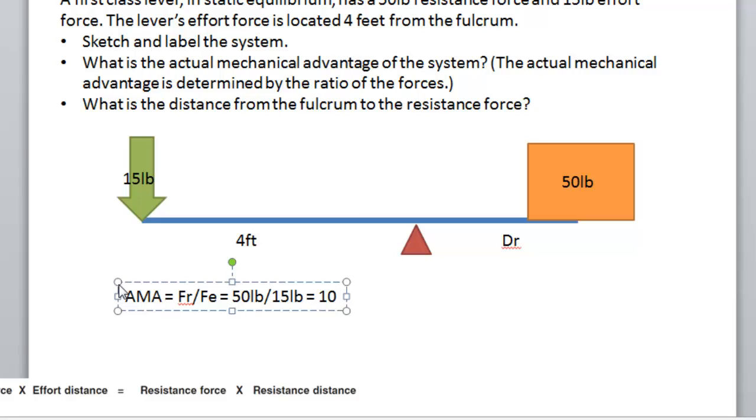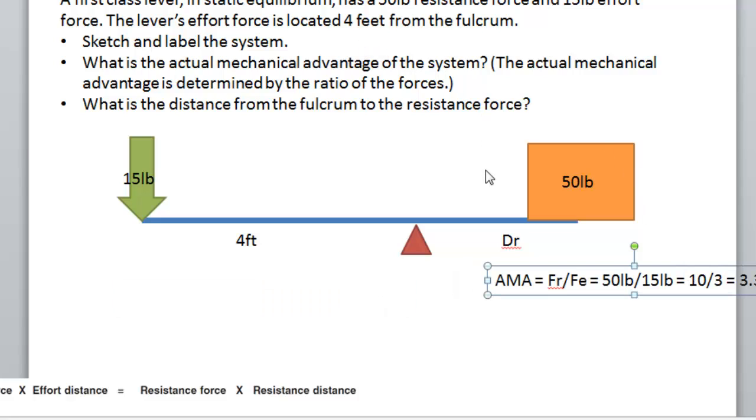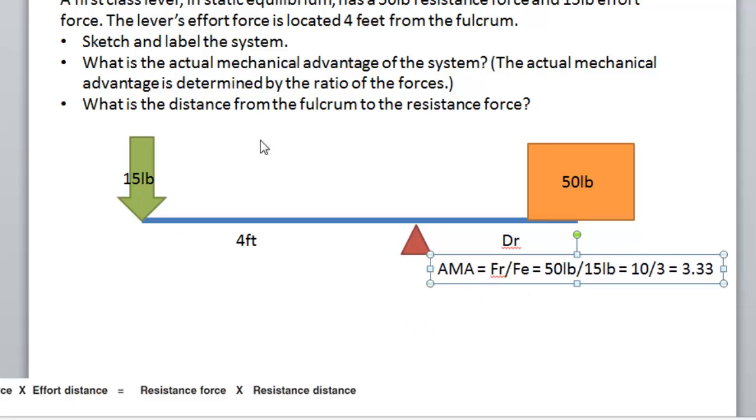10 divided by 3, so that's going to be 3.33. And remember that mechanical advantage is unitless, so I think I did that math correctly. So that's going to be the actual mechanical advantage. Alright, so now I've got the first bullet done and the second bullet done, so that seems pretty good. And now I want to say, what is the distance from the fulcrum to the resistance force?